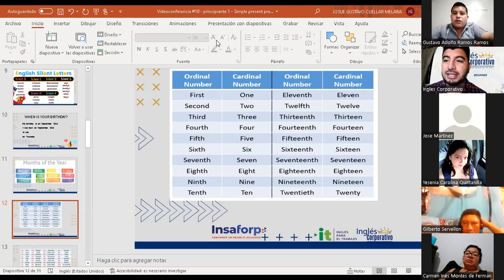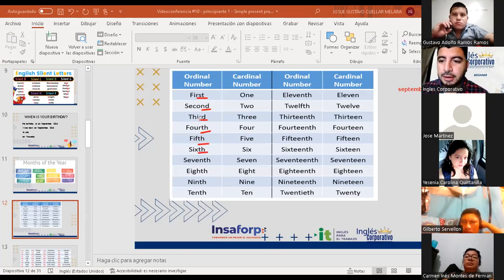Fourth, cuarto. Por eso es que se dan cuenta que las fechas llevan los números. Por ejemplo, September. El primero lleva ST. ¿Por qué lleva ST? Porque estamos utilizando estas letras. Utilizamos las últimas dos letras, ¿ok? Y la mayoría son TH. Okay. Así que tenemos esto, first, second, third, fourth, fifth, y el resto se parece, solo que lleva el sonido de C, Z, al final. Eighth, ninth, ¿verdad? Tenth, eleventh, twelfth, así cuesta un poquito más, pero vamos a intentar, ¿ok?